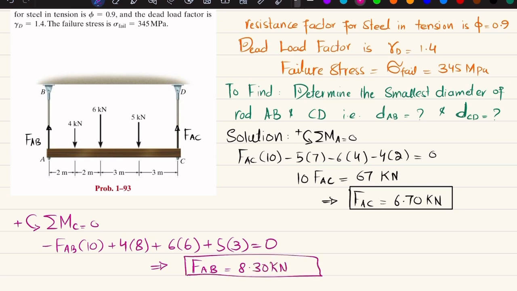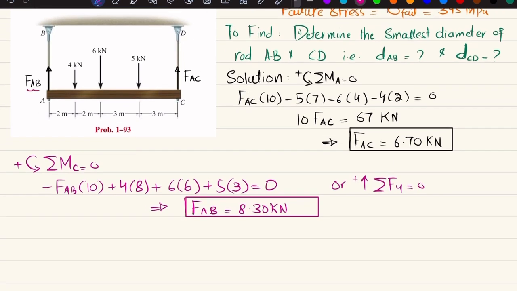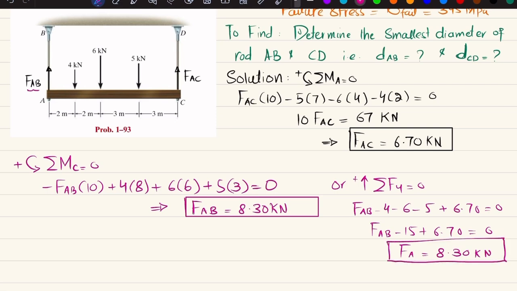You can also find this by using the equation that the sum of all forces along the y direction must be equal to 0, and upward force is taken as positive. So FAB minus 4 kilonewton minus 6 minus 5 plus 6.70 is equal to 0. So FAB is equal to minus 15 plus 6.70 is equal to 0. So FAB will be equal to 8.30 kilonewton. So you can use any of these in order to find this, but this one is the simplest one.